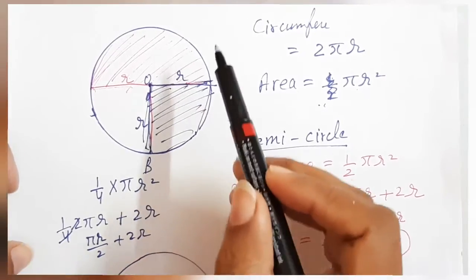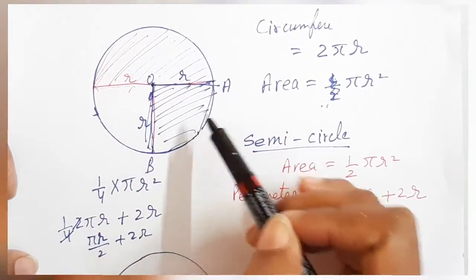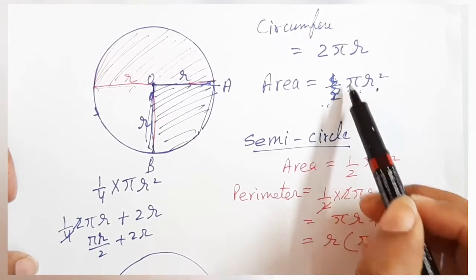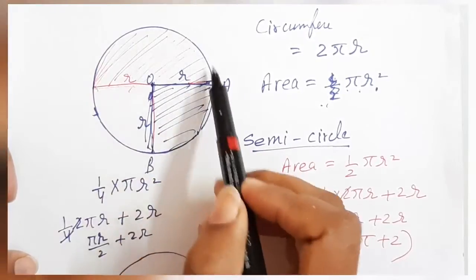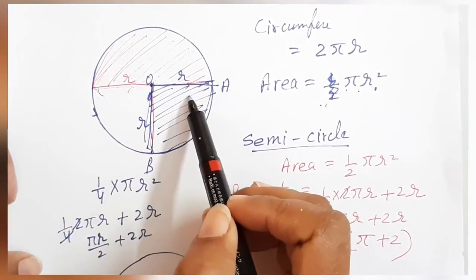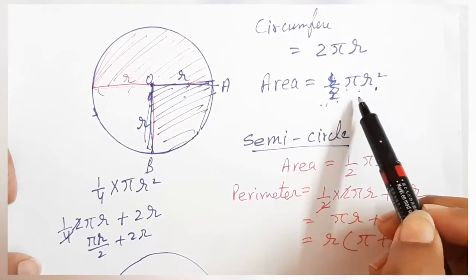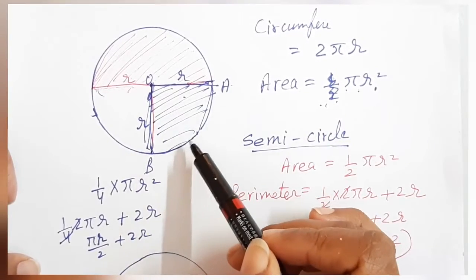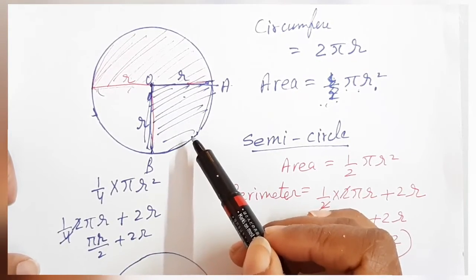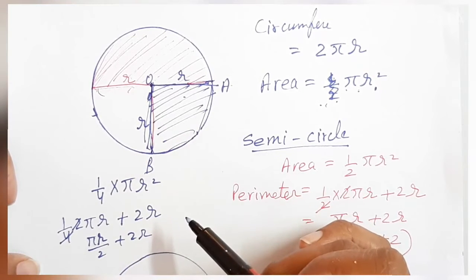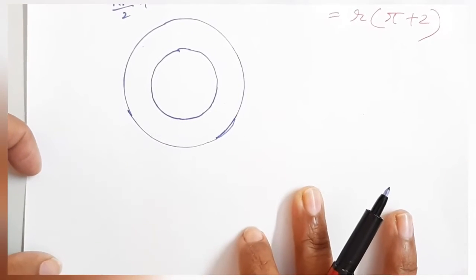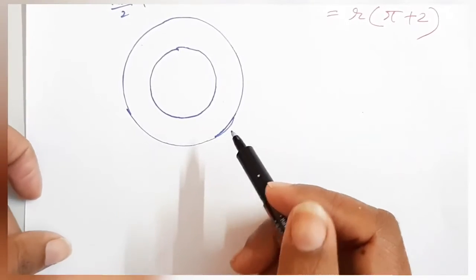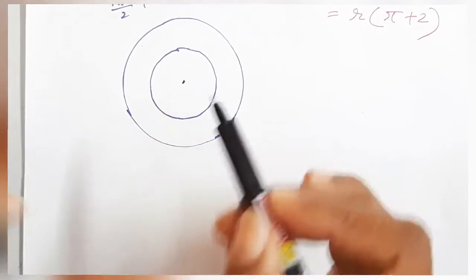So that means whatever is the area of circle, that is pi r square, if you multiply that with half, that will become the area of a semicircle. And if you take 1/4, it will become quadrant, because quadrant is 1/4 of a circle. I hope it is clear to everyone now. Now students, let us discuss about area of a ring. Now first of all, you should know what are the concentric circle.